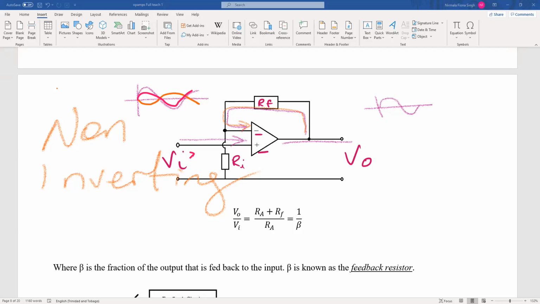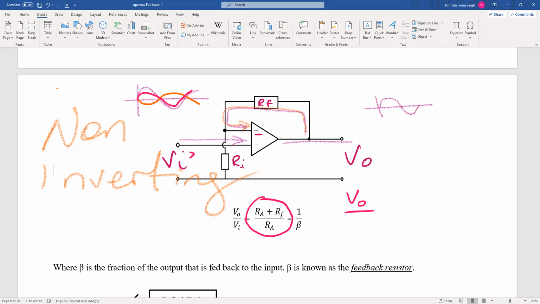So we have our non-inverting amplifier. Non-inverting again, guys and gals, means that we are feeding into the positive terminal of our amplifier. So what the gain is here, RA plus RF over RA, is basically what's going to happen when we have these two forming a potential divider.